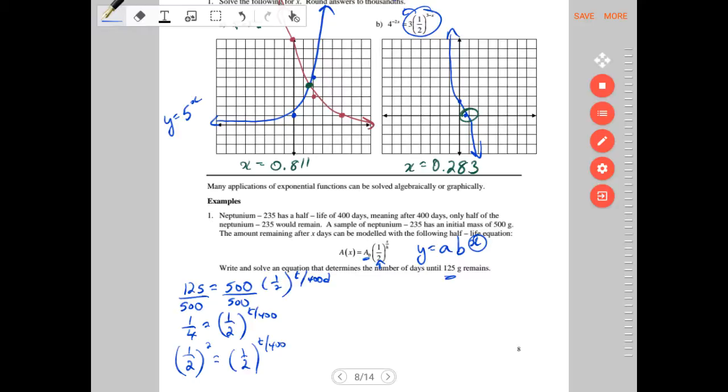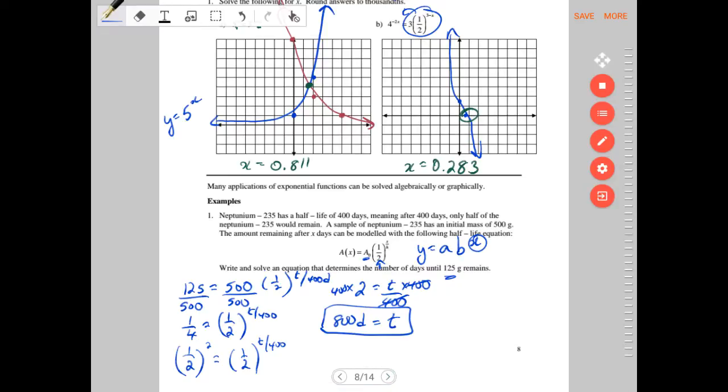Good. And now that the bases are the same, I can make my exponents equal. So that becomes 2 equals t over 400. How do I get rid of dividing by 400? I do the opposite, which is multiplying. So if I times the top by 400 here, I'm going to times this side by 400 also. 2 times 400 is 800 days equals the amount of time before there's only 125 grams remaining.